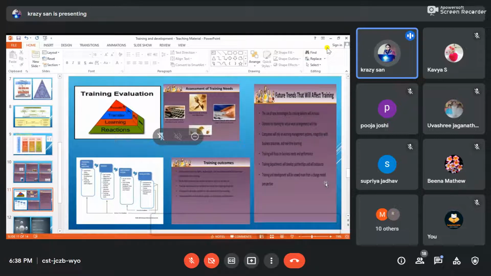Now, how is the training evaluated? Training is always evaluated in a pyramid way. First, when the training is given, they try to find out what your reactions to the training are, whether you liked it or it was satisfactory to that level. Then, what did you learn from that training? Then transfer: you will be transferred from one department to another, and whatever training was given to you for the new department, they will observe you there. And then results: how satisfied, how good, what different things you changed, whether you were taking less time than earlier, how productive you were, all this will be seen.